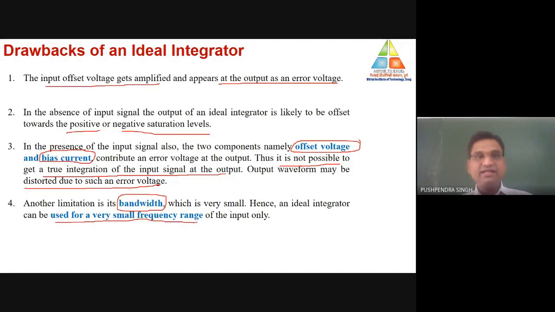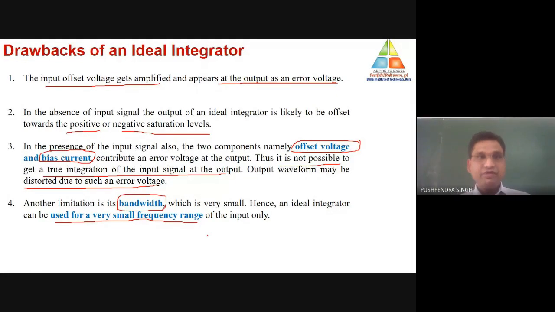So the ideal integrator circuit has two problems. One problem is related to input offset voltage and bias current. Due to that, we are getting the error voltage at the output terminal of the integrator. And what is the effect of that? We will not get the true integration of the input signal at the output. Actually, we are getting some distorted signal. And the second thing is the limitation in bandwidth. Due to that bandwidth limitation, it can be used only for a very small frequency range.